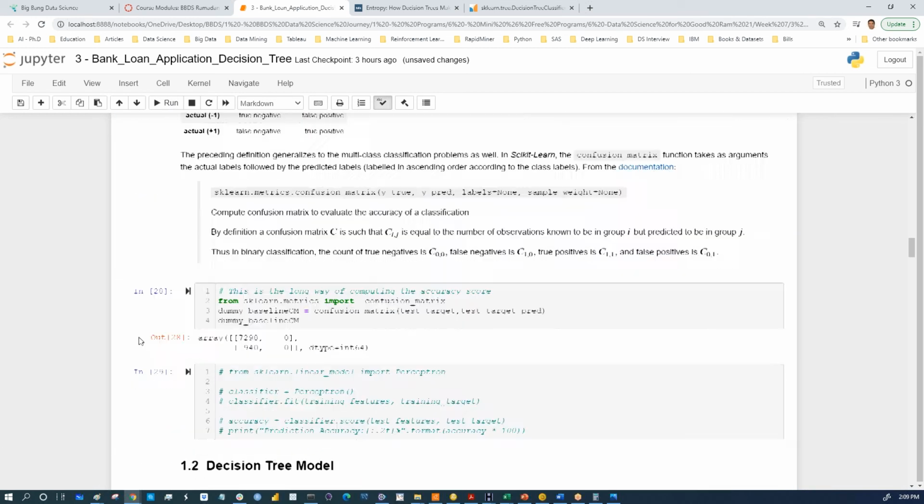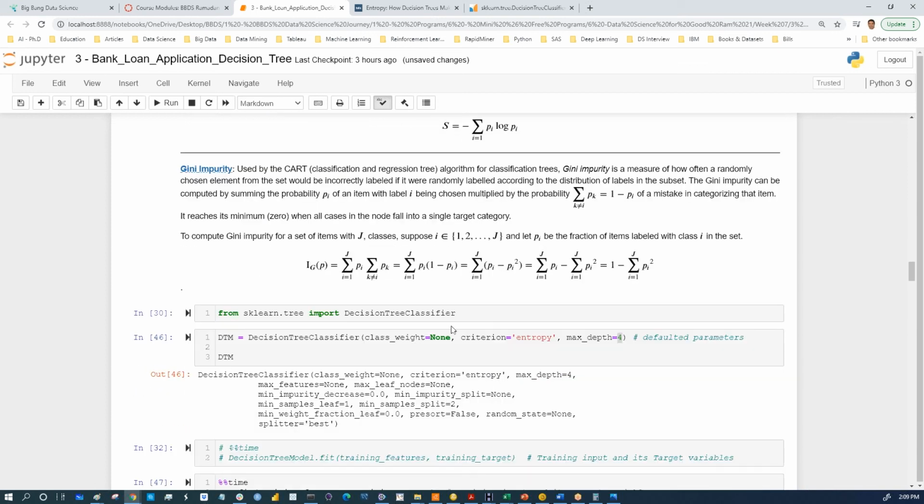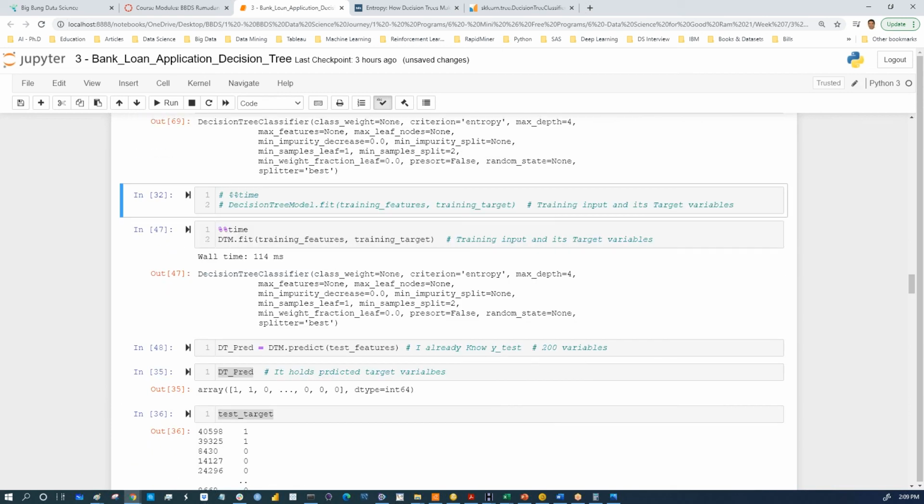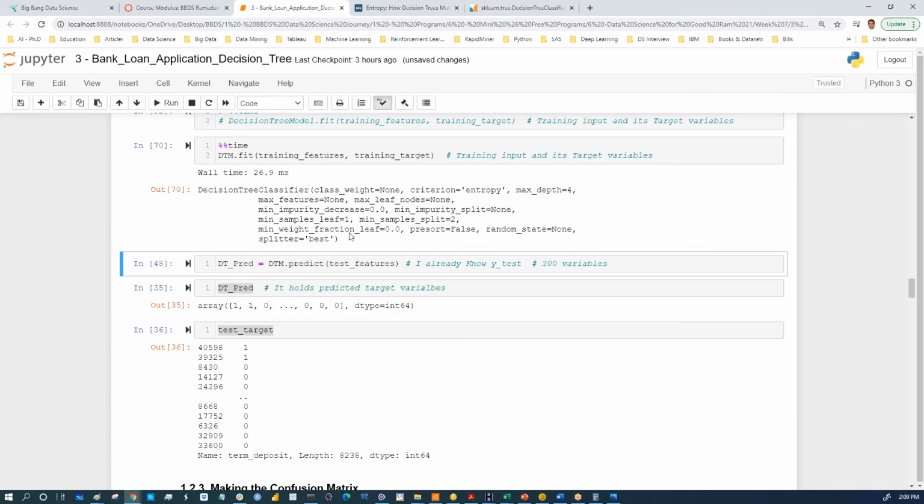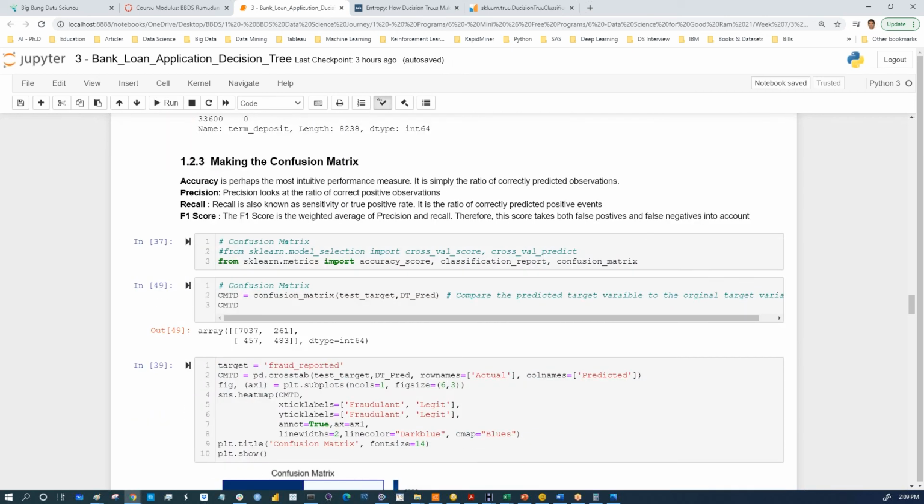And now we are going to build a model. We are going to build the decision tree. So we are going to import the decision tree. We are going to initiate the decision tree with the entropy and max depth 4. Then we are going to train the decision tree on 80%. We are going to feed the decision tree, using predict on the 20%. We are going to compare the predicted target variable of the 20% to the actual target variable.